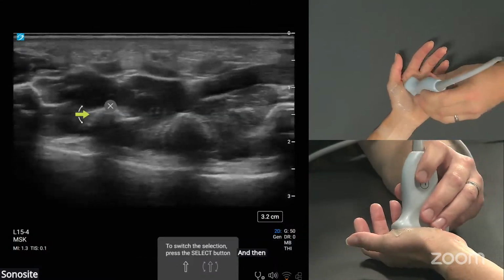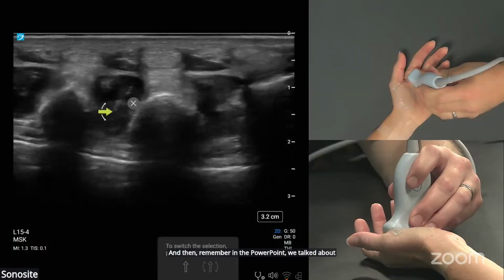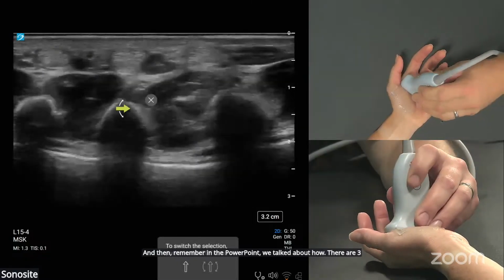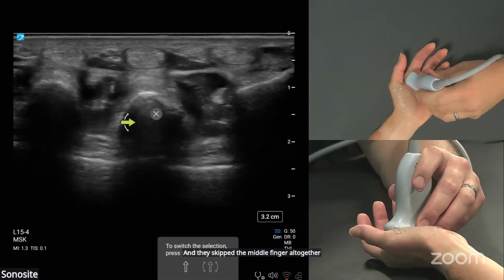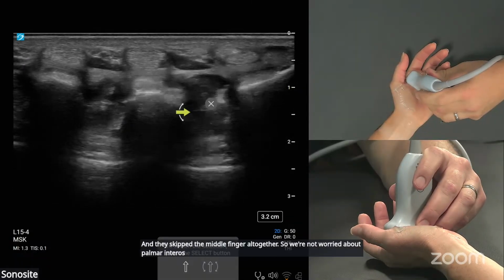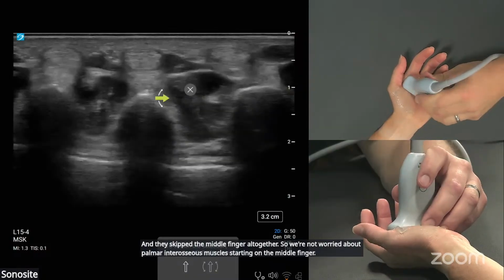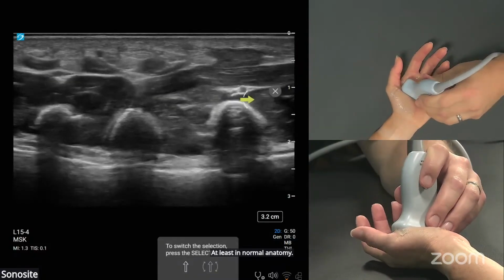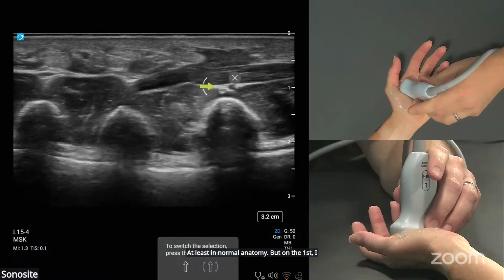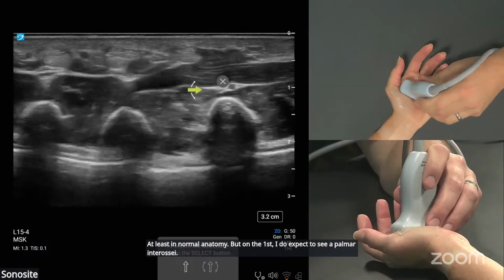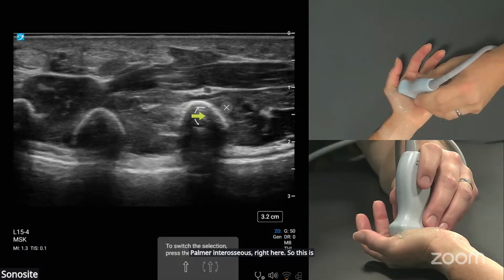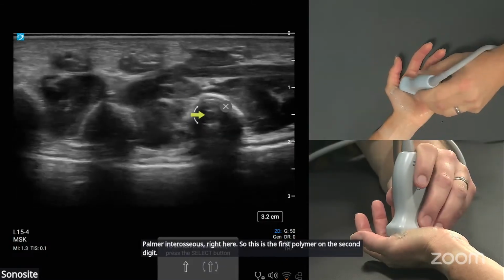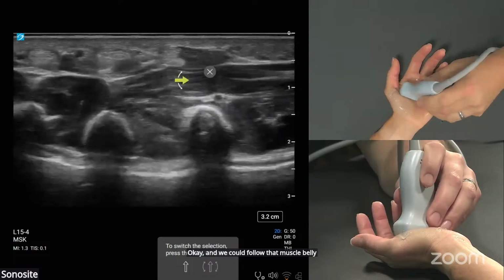And then remember in the PowerPoint, we talked about how there are 3 palmar interosseous muscles, and they skip the middle finger altogether. So we're not worried about palmar interosseous muscles starting on the middle finger, at least in normal anatomy. But on the first, I do expect to see a palmar interosseous right here. So this is the first palmar on the second digit. Okay, and we could follow that muscle belly out, and then I promise some long axis pictures.